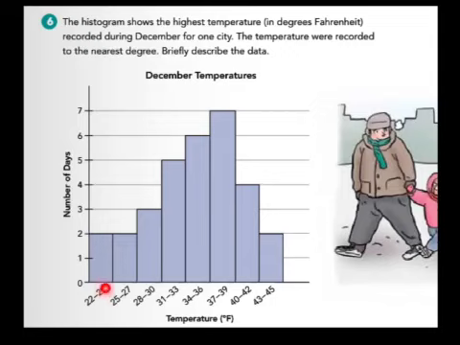One thing to also notice is that the intervals are equivalent, right? Between 22, this is either 22, 23, or 24 degrees, 24, 25, 25, 26, 27, 28, 29, 30, so they're each in little 3-degree intervals there.